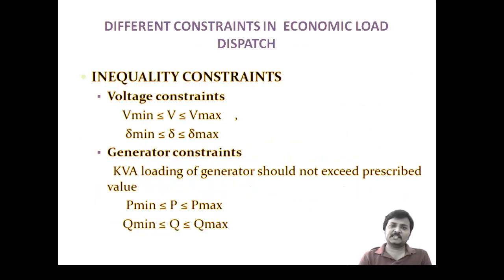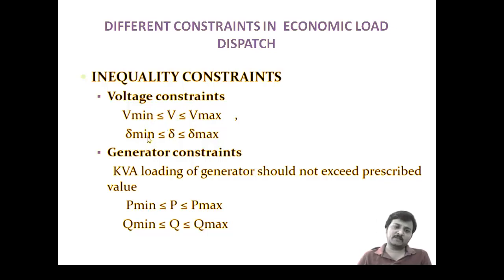Now we'll see the different constraints on economic load dispatch. There are two types of constraints: the inequality constraint and the equality constraint. We'll see the inequality constraints first. In the inequality constraint, the first constraint is the voltage constraint. There is a voltage tolerance limit, a voltage minimum and a voltage maximum. So the operating voltage should be in between the minimum voltage and the maximum voltage.